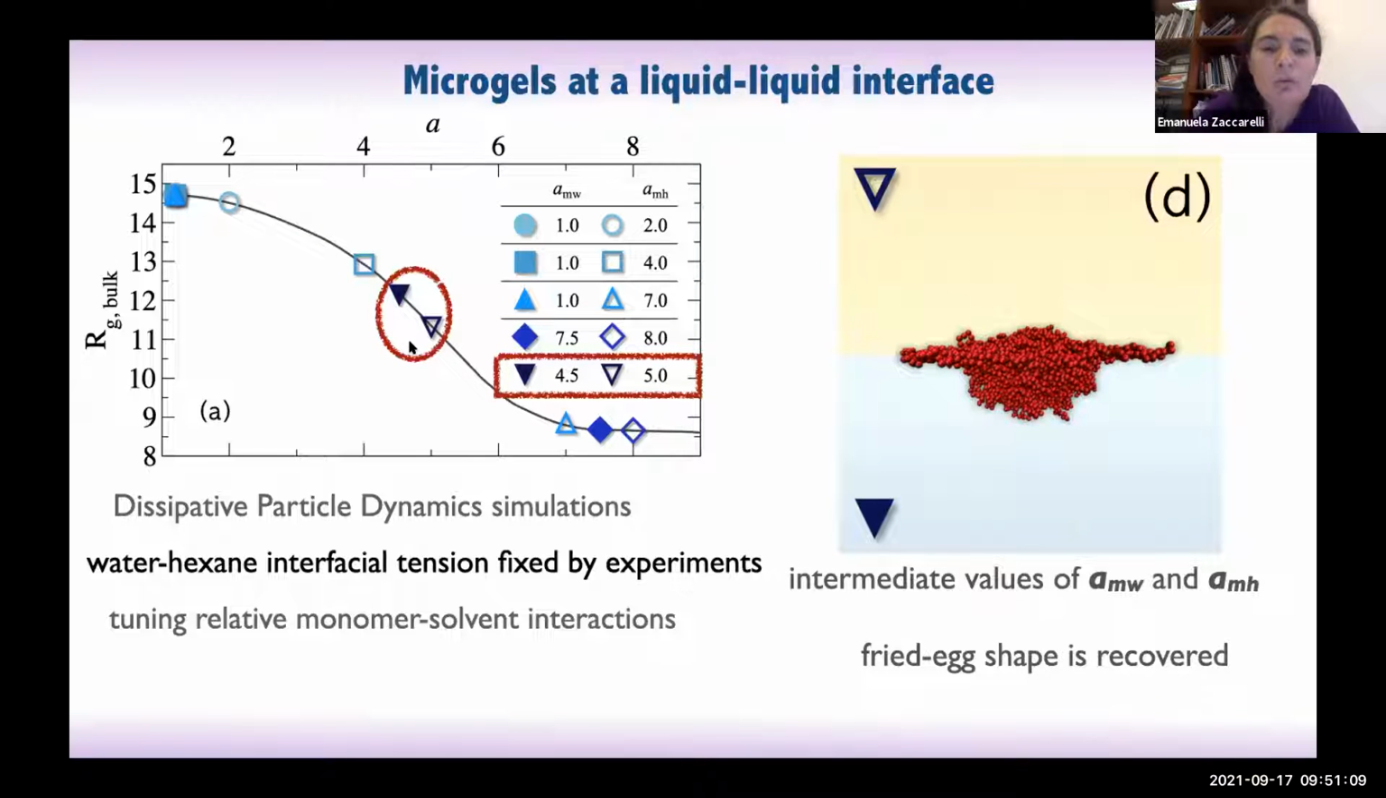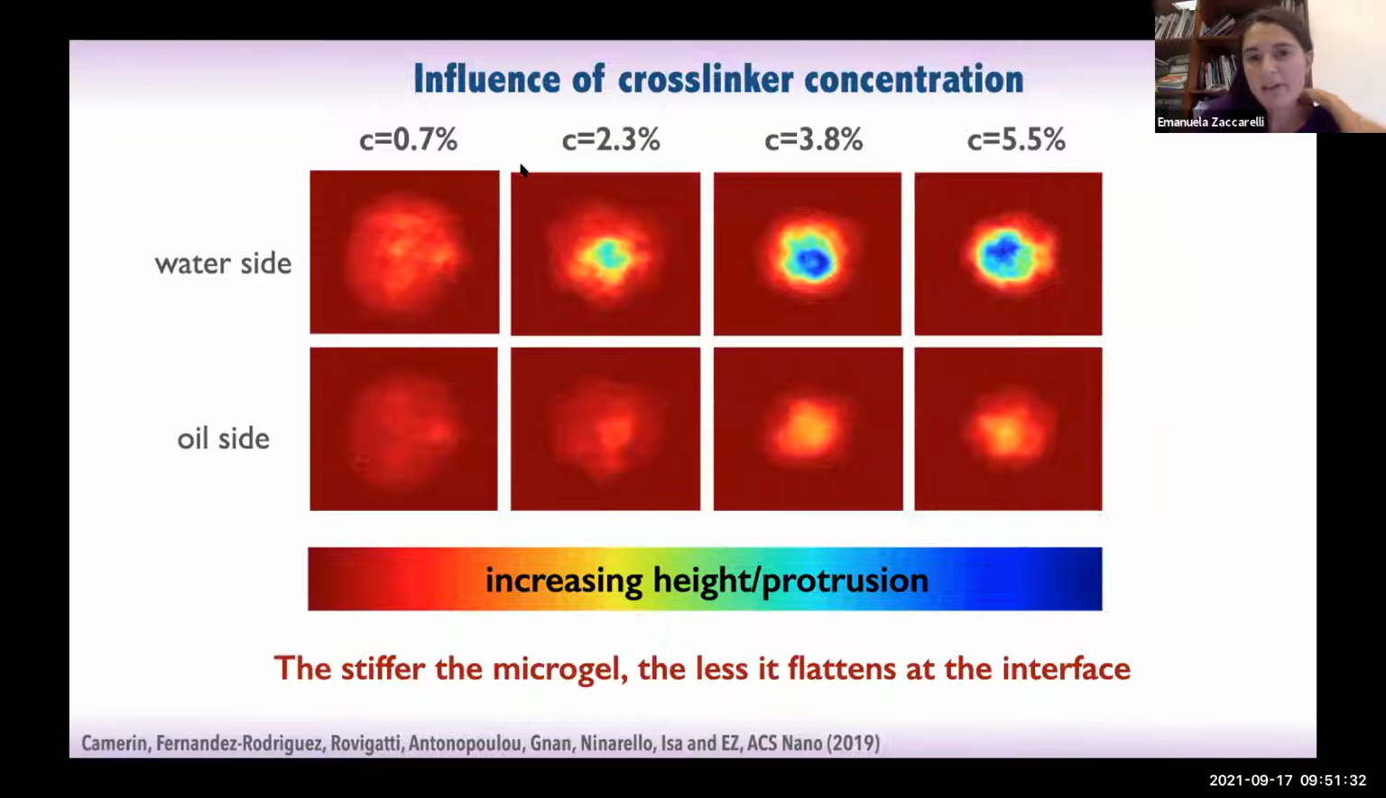So the good way to model this is to take something in between on the swelling curve, to have not too much difference between the oil and the water affinity, but a significant one, so that we can assemble the microgel at the interface. And in this way, the fried egg shape with the protrusion in oil is recovered. We tested this also doing several cross-linker concentrations, comparing with the experiments of Lucio Isa's group. We could see that the deformation that the microgel takes becomes larger as you decrease the cross-linker, and the protrusion becomes bigger. In the oil, you basically have no protrusion here, and then it starts to have a little bit when the core is very, very stiff.